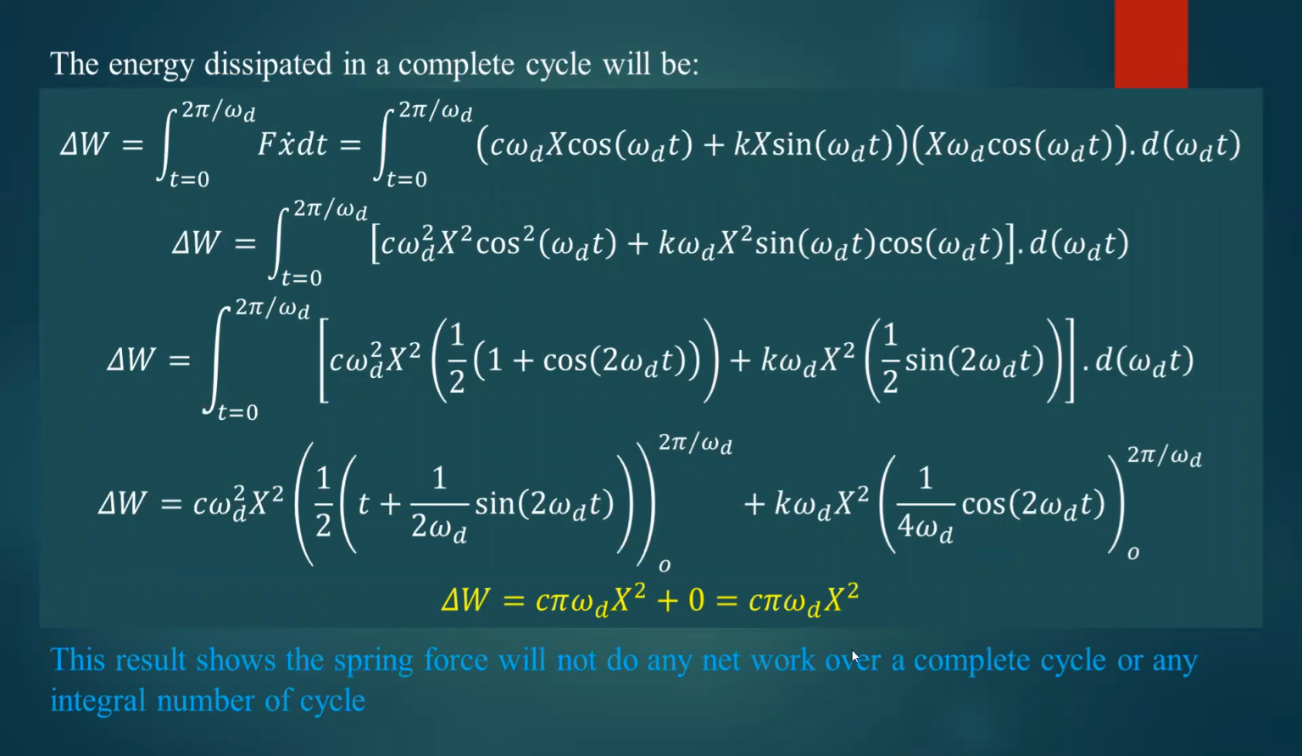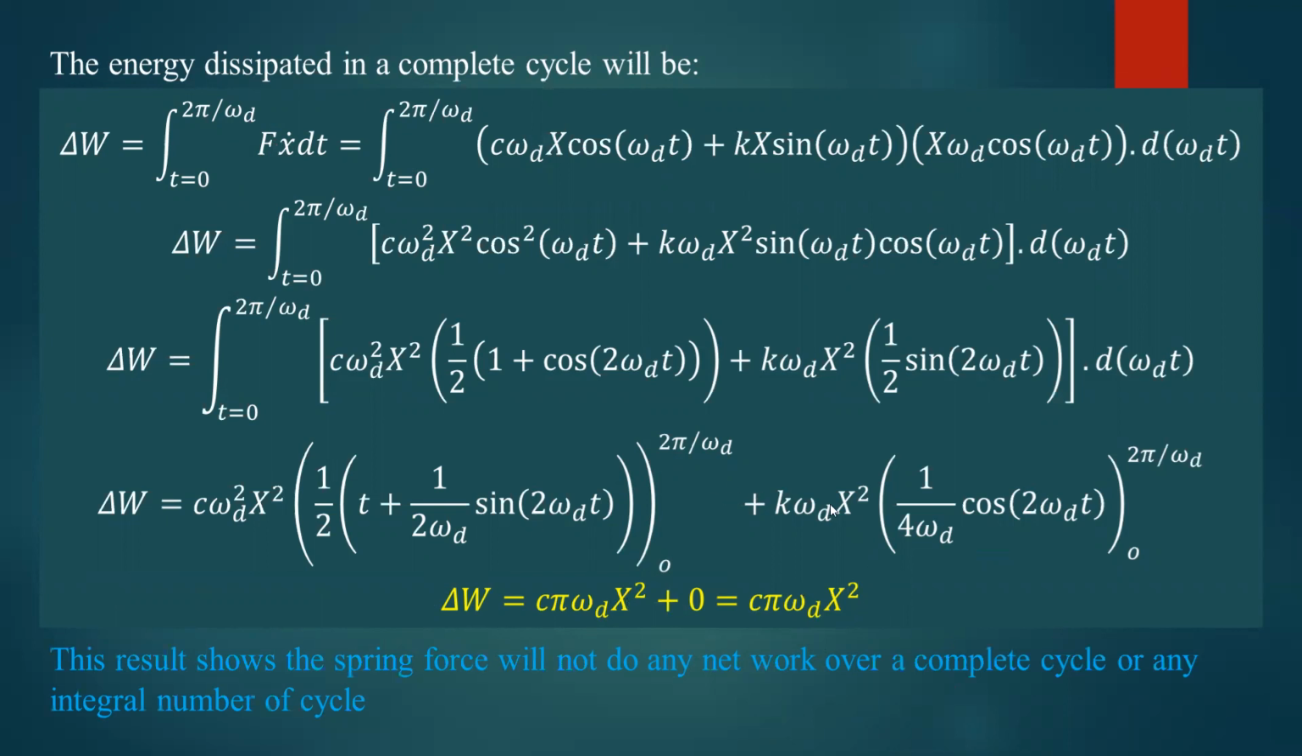Substituting these values into this equation, we get the equation of force. Now substituting this force into ΔW, where ΔW is F dx, that is force times velocity times dt, and substituting this value, finally we get only c π ωd X squared.